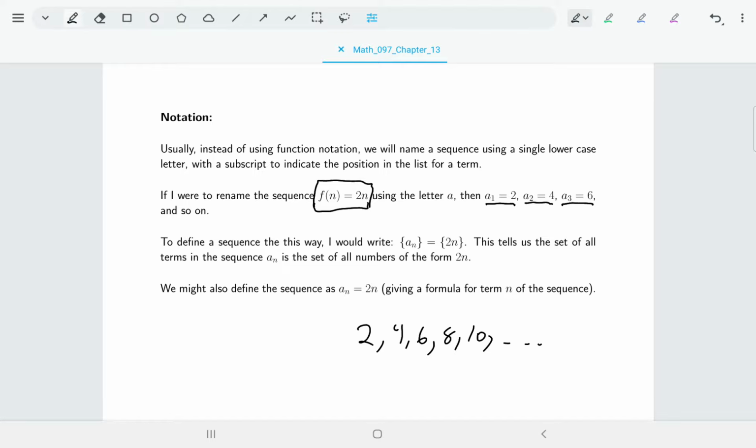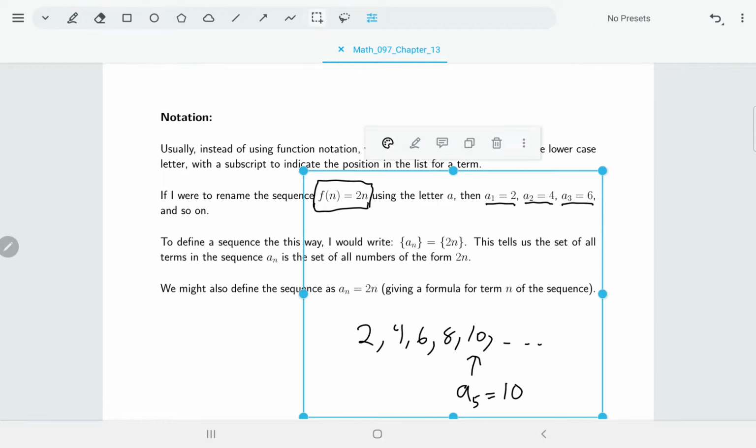a1, that's the first term in my sequence, happens to be 2. a2, that's the second term in the sequence, which is 4. a3, the third term in the sequence, which is 6, and so on. So something like that number 10, I could say that that is a5. a5 is the fifth number in my sequence, and that happens to be the value 10.